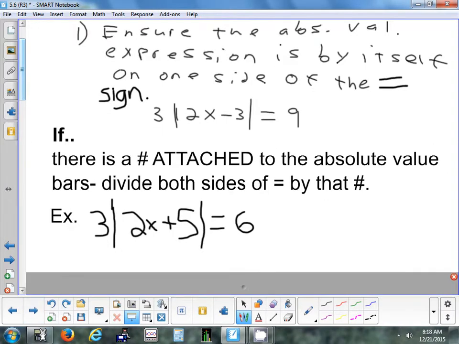Okay. Actually, here's another one right here. Just sticking a number right in front of the absolute value. Anybody tell me what operation is between the 3 and the absolute value bar if you don't write anything? Multiplication, right. And the opposite of multiplication? Division. Okay, that's why we would divide.